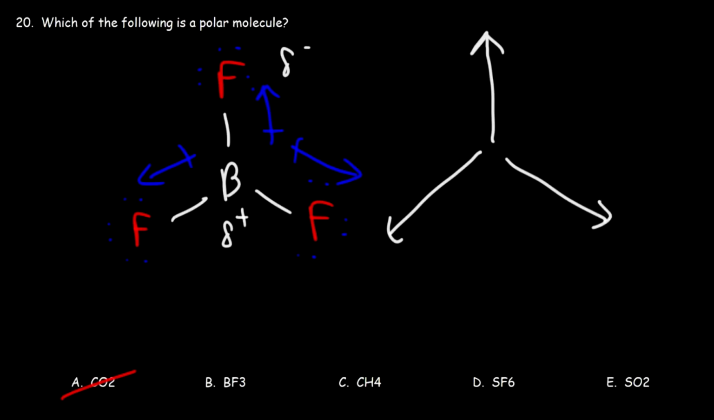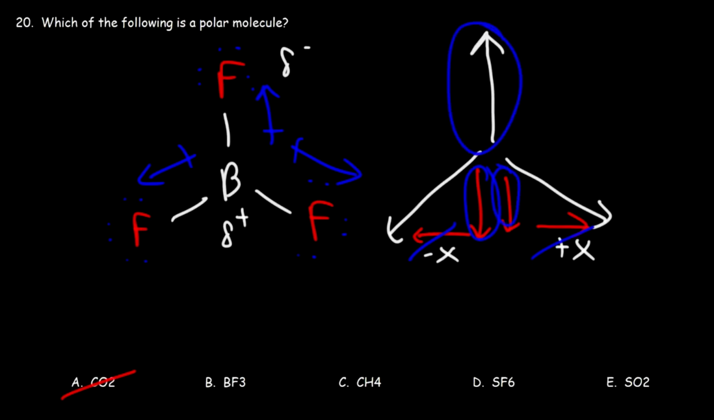Now the 2 vectors on the bottom, you want to break it down into x and y components. Notice that the x component of the second vector cancels with the x component of the third vector. One is going to the left, the other is going to the right. Now notice that the y components of the 2 vectors on the bottom cancel with the vector on top. So these 3 vectors are arranged in such a way that they completely cancel. So there's no dipole moment for this molecule. The net dipole moment is 0, which means that BF3 is not a polar molecule, but a nonpolar molecule.